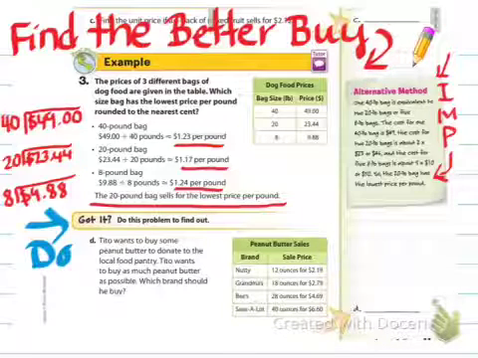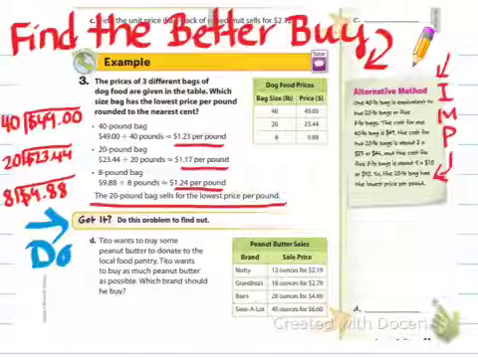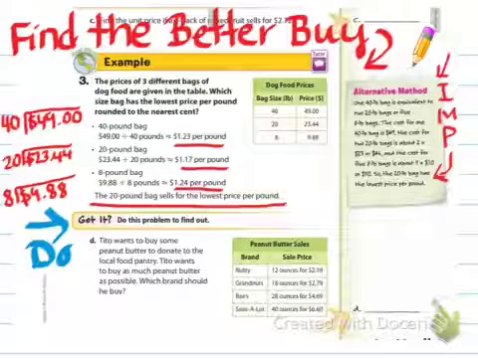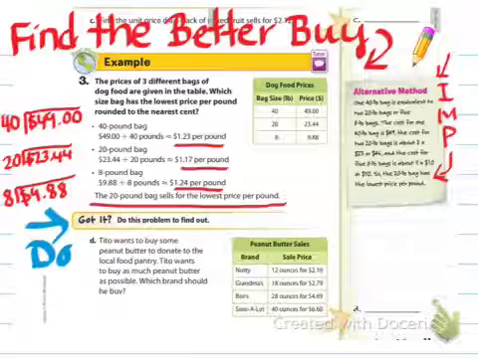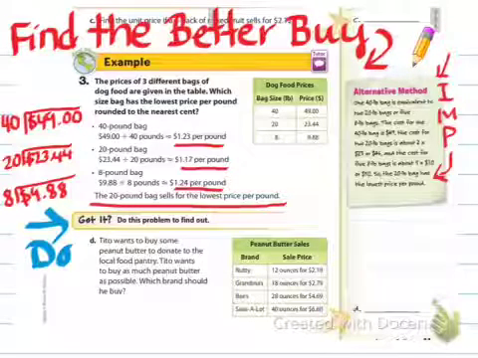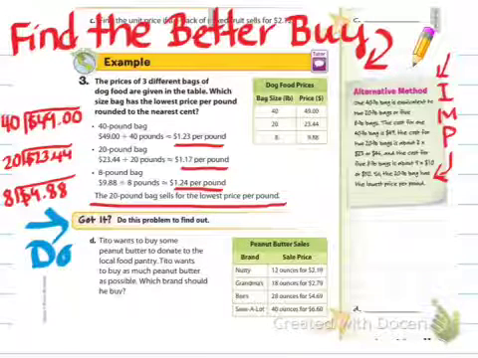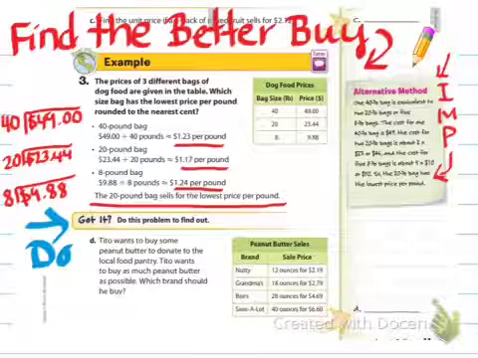Okay. Now, it's also important to note off here to the right where it says alternative method that you could compare the 20-pound bag of dog food and the 40-pound bag of dog food, because 20 is basically half of 40, or you could double 20 and get 40. So it would be easy to compare those two, but still a little harder to compare the 8-pound bag. So you always can go with the method of price divided by quantity. It may require a little more work, but you can do it.